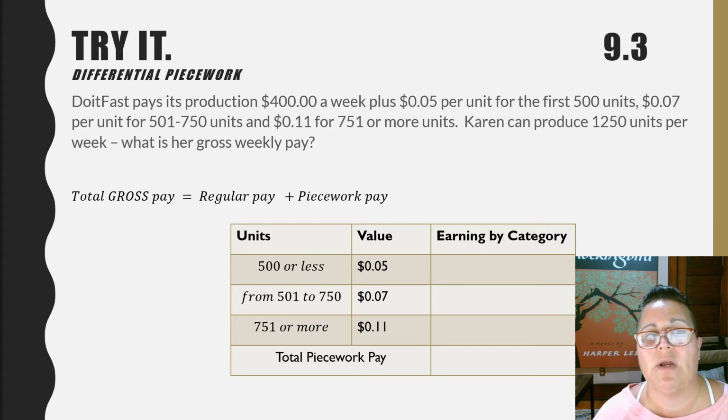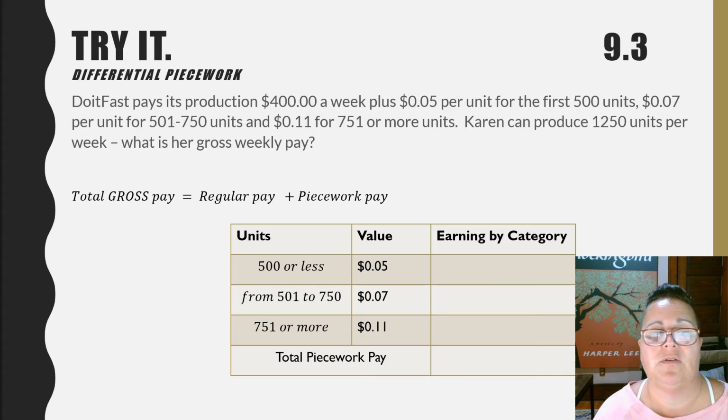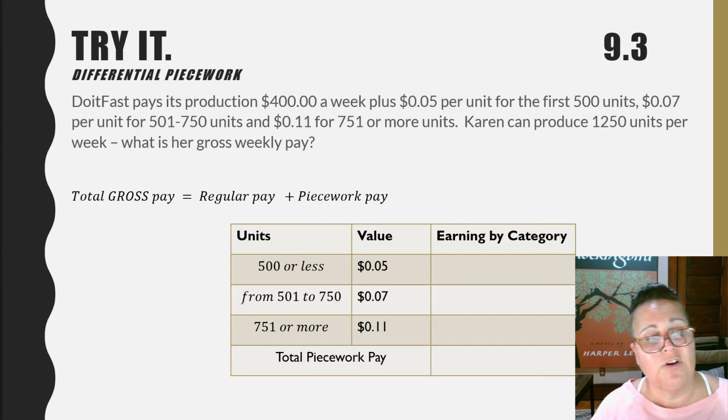The first category is 500 or less, for which she gets 5 cents a piece. The second category is 501 pieces to 750 pieces, for which she gets 7 cents each, the 501st piece to the 750th piece. And then she gets 11 cents each for the 751st piece and anyone after, okay? Once we add these categories together, we will have her total piecework pay.